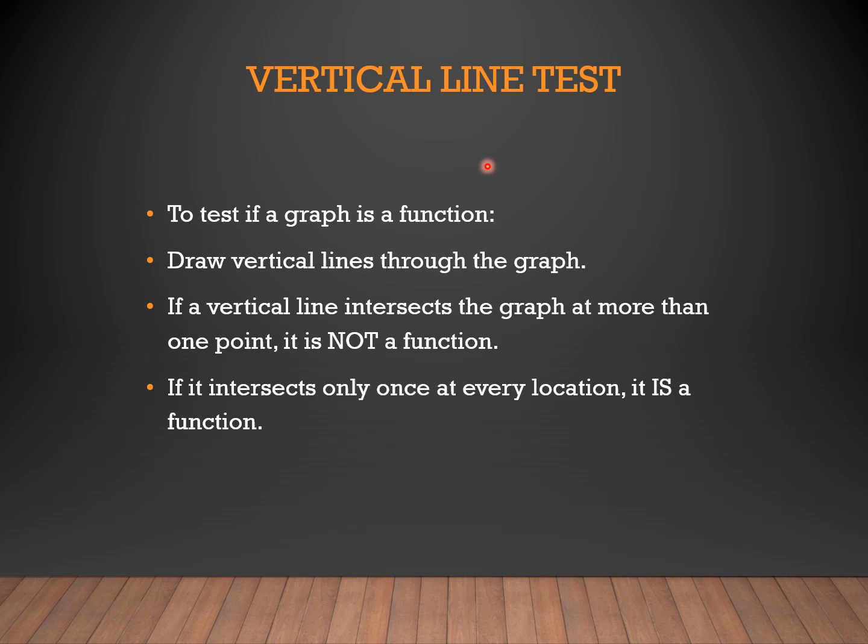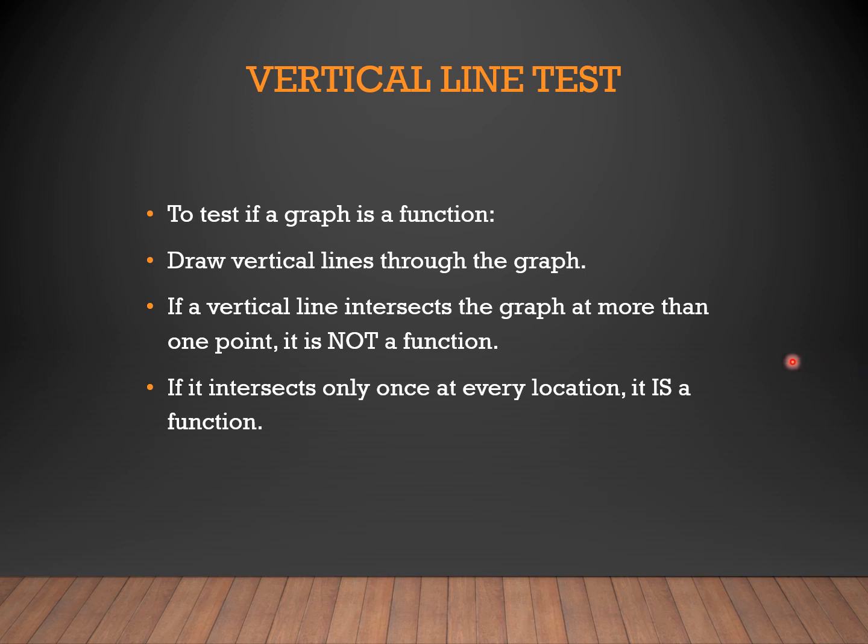And how do we test if a relation is a function? We can use something we call the vertical line test. To test if a graph is a function, draw a vertical line through the graph. If a vertical line intersects the graph at more than one point, it is not a function. If it intersects only once at every location, then it is said to be a function, as shown in the next slide.